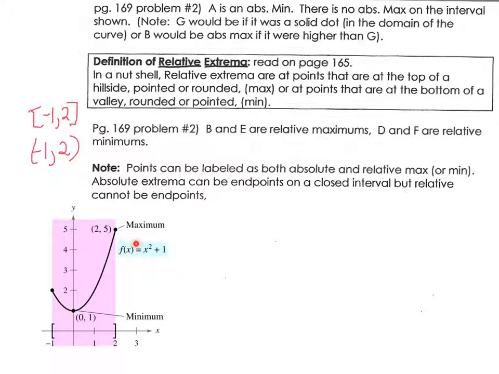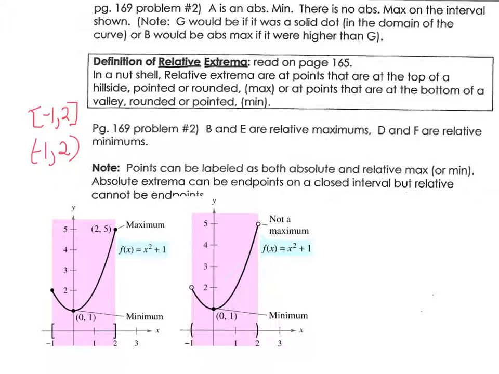So this function right here, x squared plus 1, is being cut off at -1 and 2. So we're only looking at this part of the function. And we want to determine what is the minimum y value and what is the maximum value just within this interval between -1 and 2. So now let's take a look at the version where the endpoints are not included.